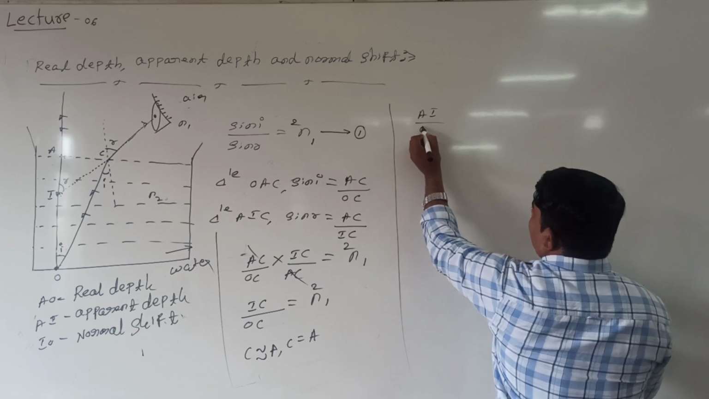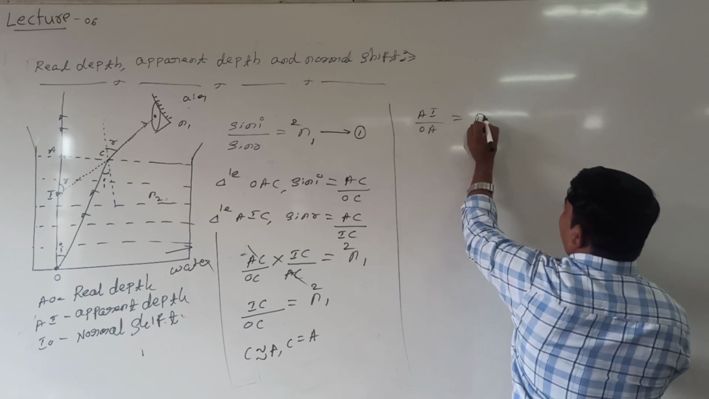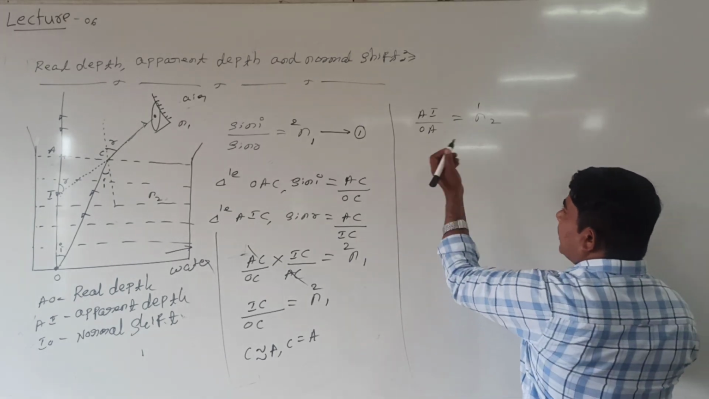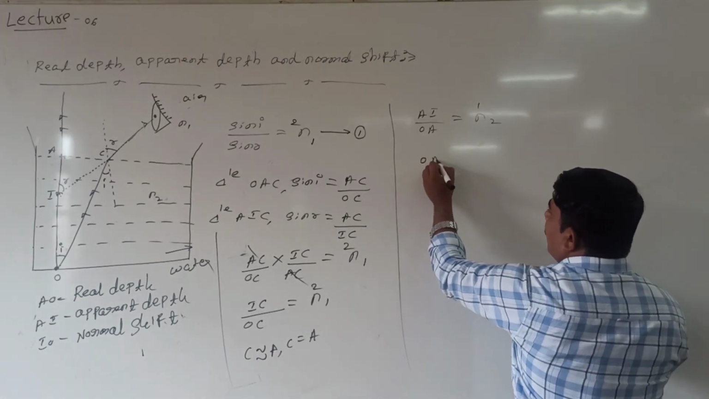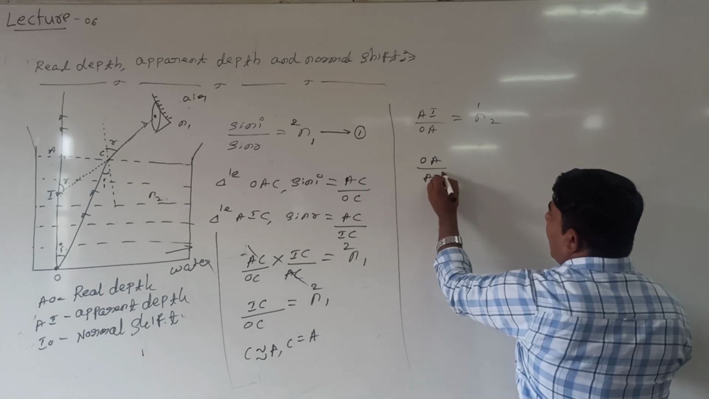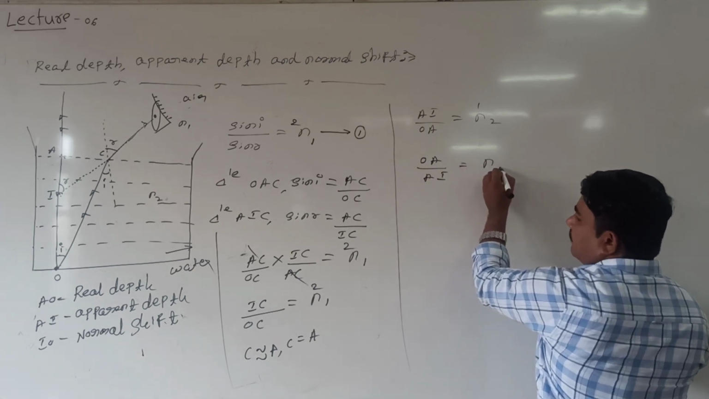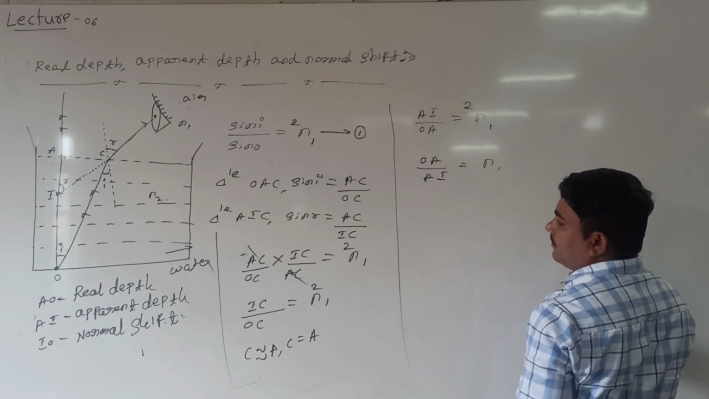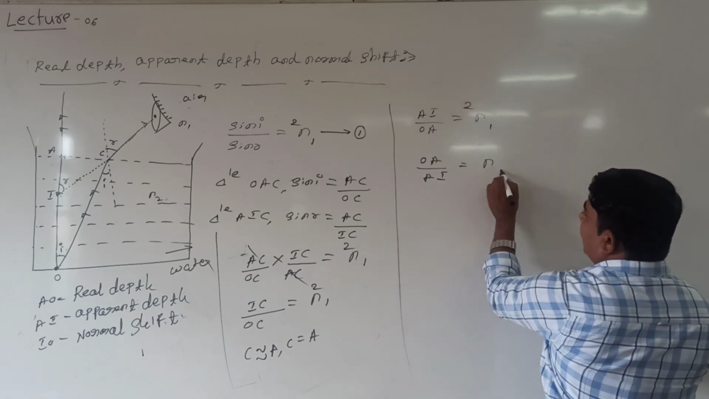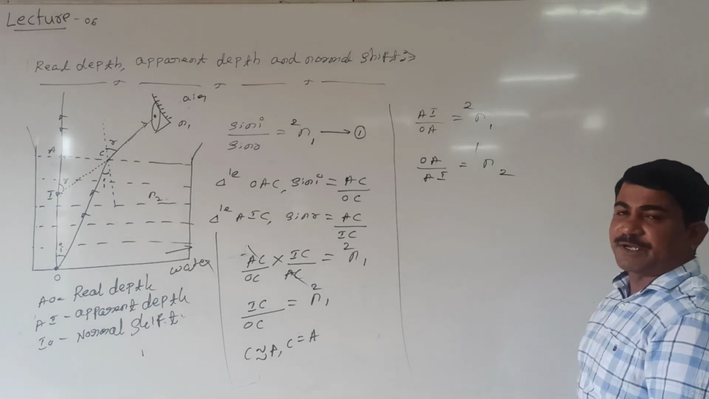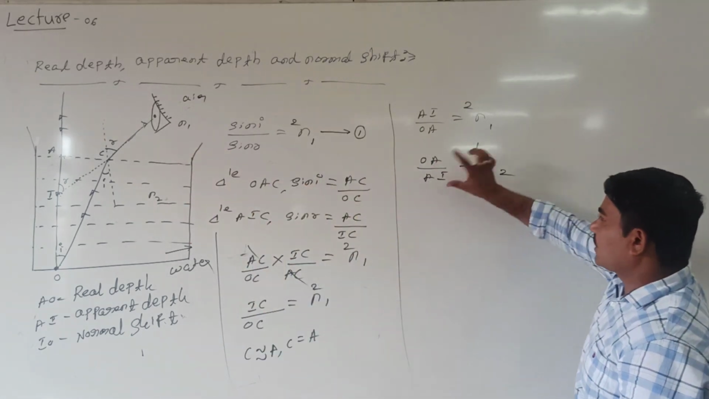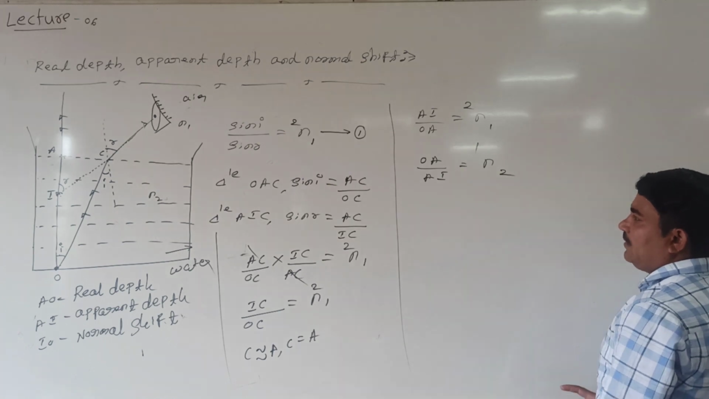And what about that? OA divided by AI is equal to the refractive index of the second medium with respect to the first medium. Or else, shall I take the reverse value? Reverse means the refractive index of the second medium with respect to the first medium, the refractive index of the denser with respect to air. I am just taking the reverse value.